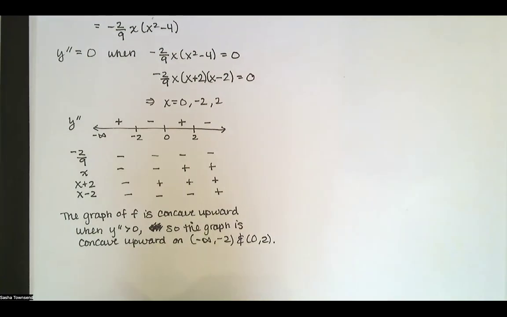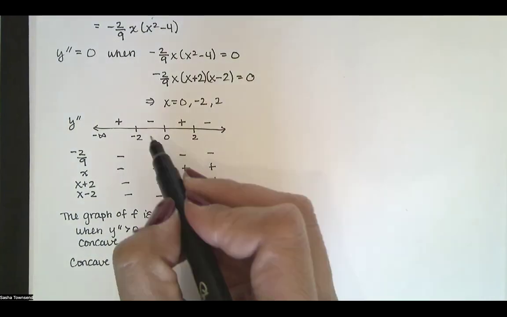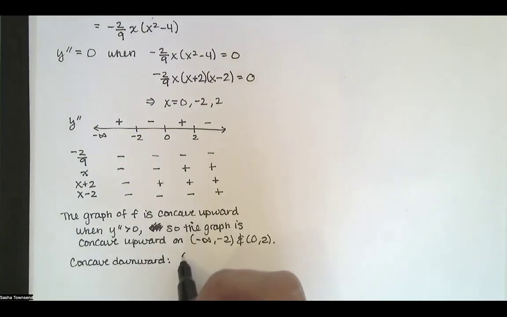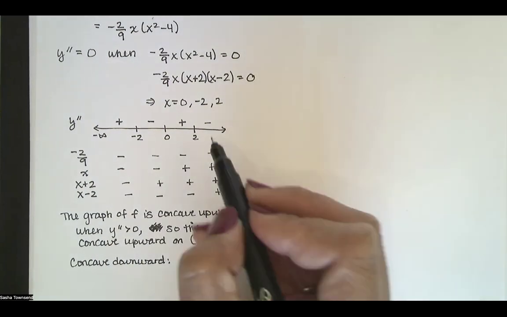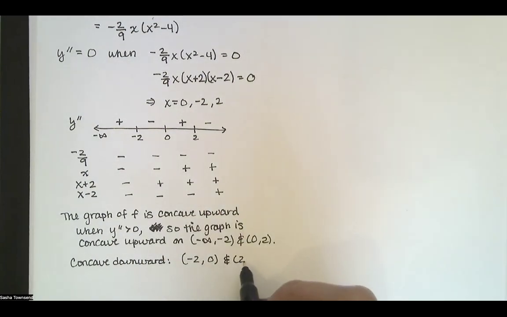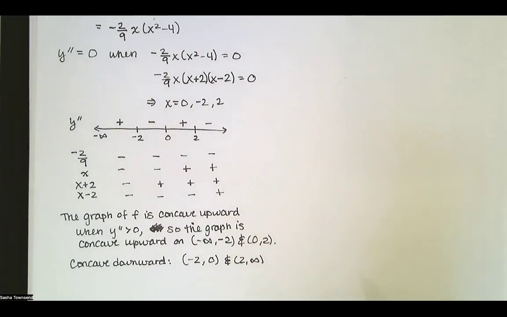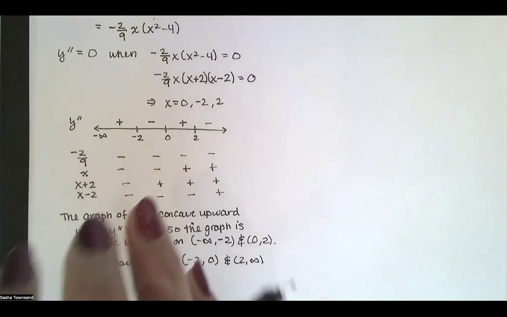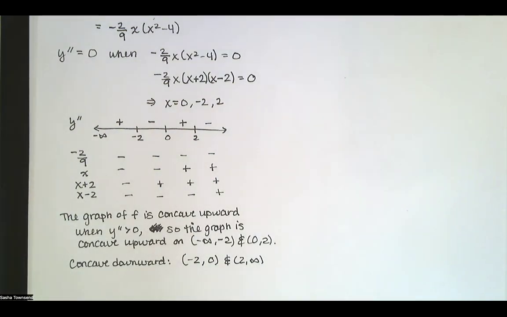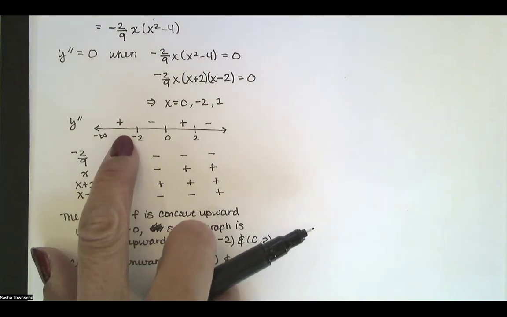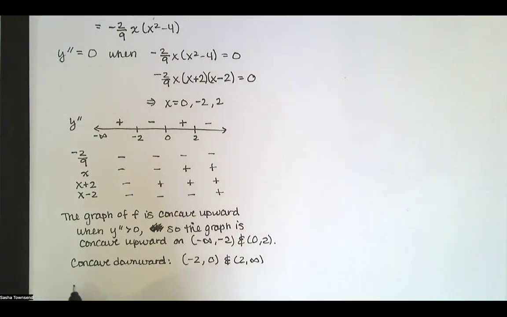And the graph of f is concave downward. I'm not going to write the whole sentence this time. I'm just going to write concave downward when f double prime is negative or y double prime is negative. So on this interval, -2 to 0 and 2 to infinity. Now, the points of inflection of the function are those points where the graph changes from concave upward to concave downward or concave downward to concave upward, or in other words, where y double prime changes signs. As long as that point is a point on the graph and the derivative is well defined there.